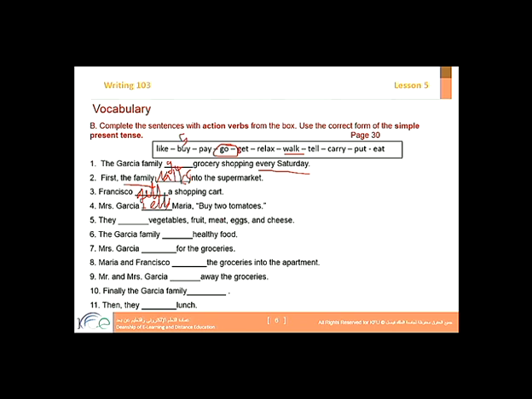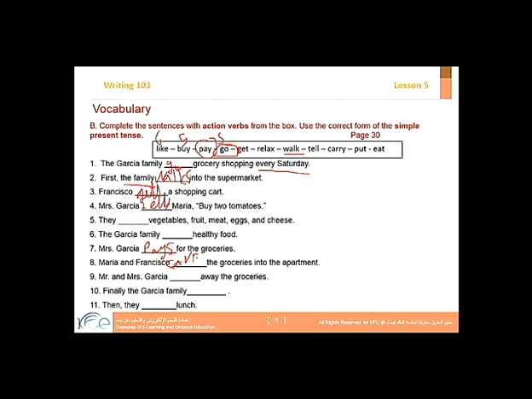Okay. Number 6, the Garcia family what? Healthy food. They like healthy food. Number 7, the Garcia family for the groceries. Mrs. Garcia blank for the groceries. Mrs. Garcia pays. Notice that we add s, so it becomes pays. Why pays? Because Mrs. Garcia is one person, so we add s to the verb. Maria and Francisco, the groceries, into the apartment. Maria and Francisco what? Carry.